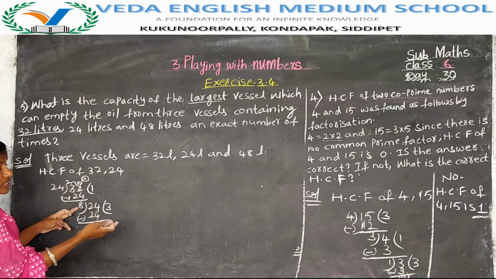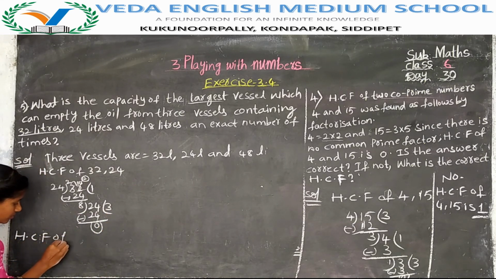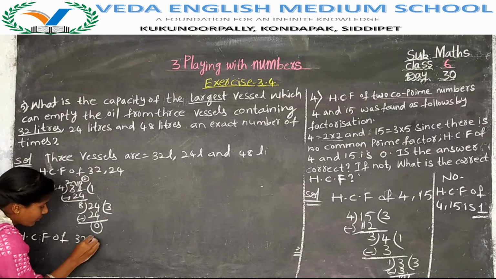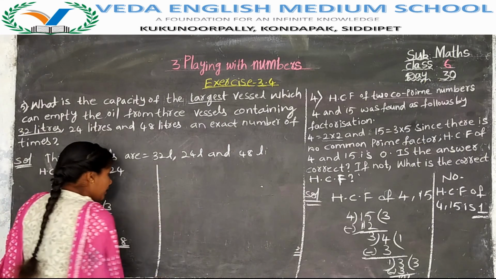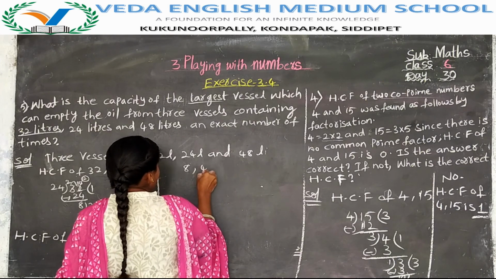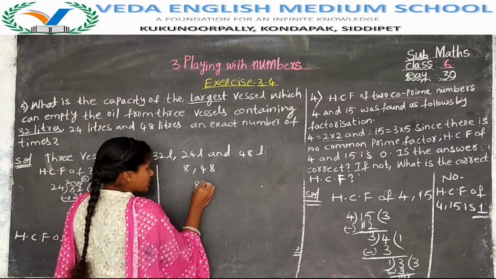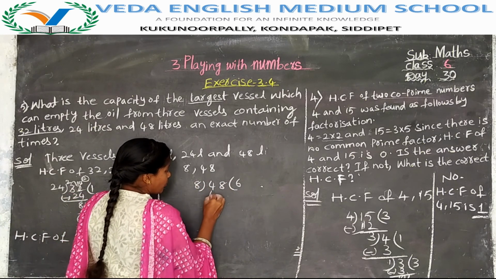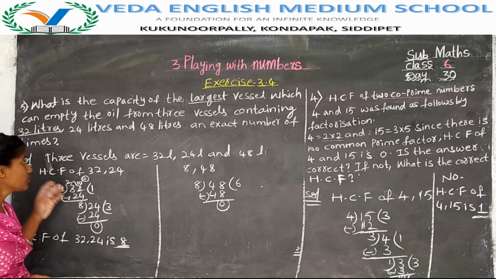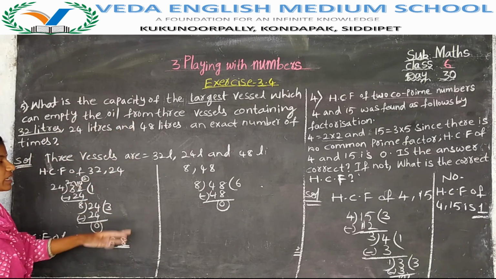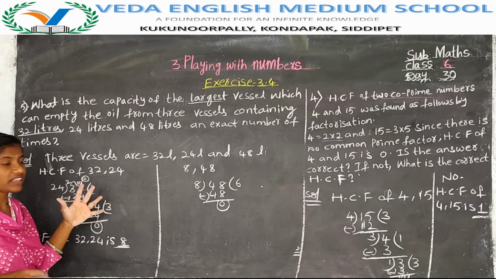Now 8 with the remaining number. What is the remaining number? 48. Write here HCF of 32, 24 is 8. Then 8 with 48. Out of these two numbers, 8 is smaller, so 8 is the divisor and 48 the dividend. 8 sixes are 48, 48 minus 48 is 0. So here also we got 8. What is the capacity of the largest vessel? It is 8 liters, a vessel that can measure all these vessels exactly.